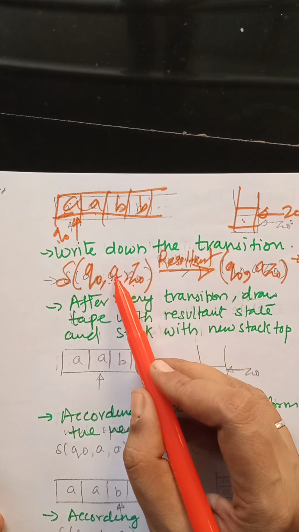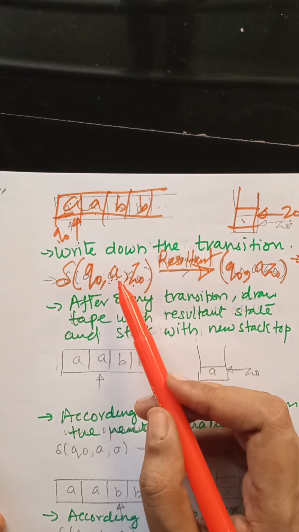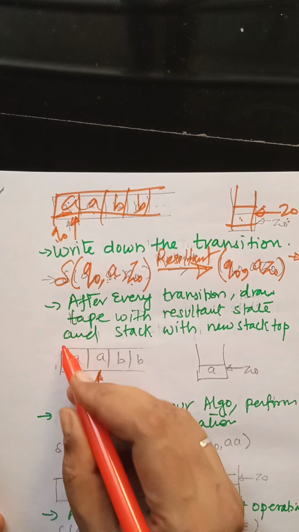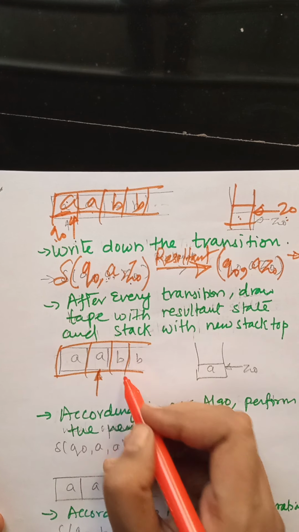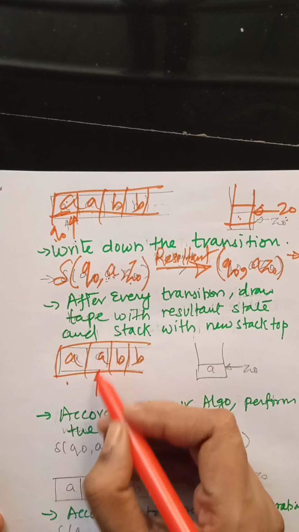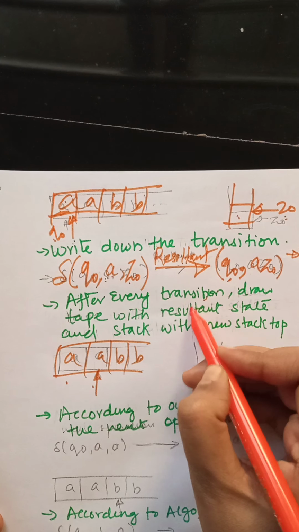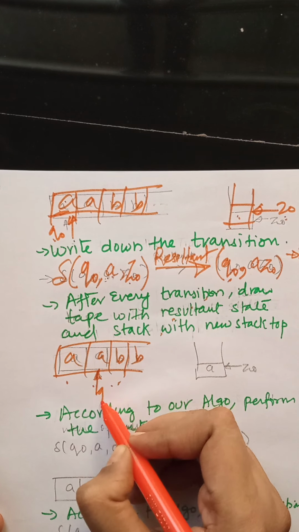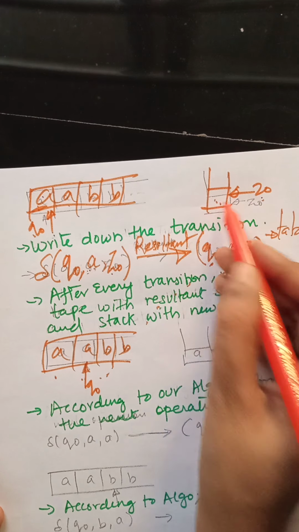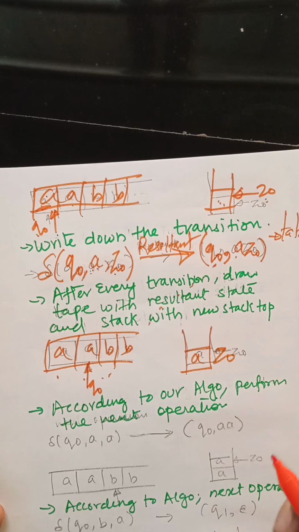So after writing this transition, where will the pointer move? The pointer of the tape will move to the second position. So this is what we have on the tape, AABB. After reading this A, now the pointer has moved to the next position with the resultant state. So the resultant state we have to write here, which is Q0. This A we have to push on the stack here. So the resultant one is A and Z0.